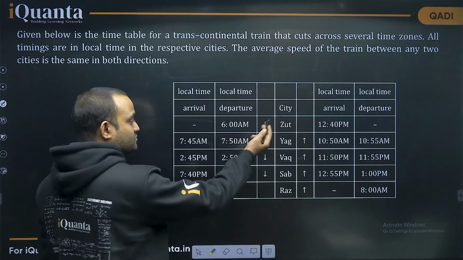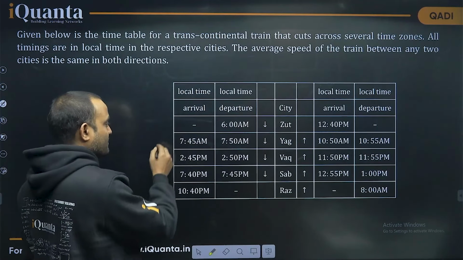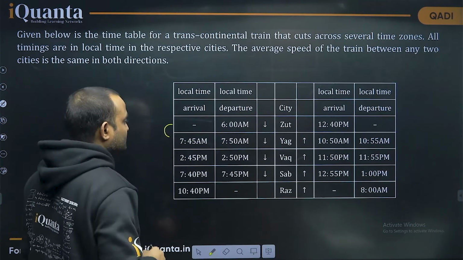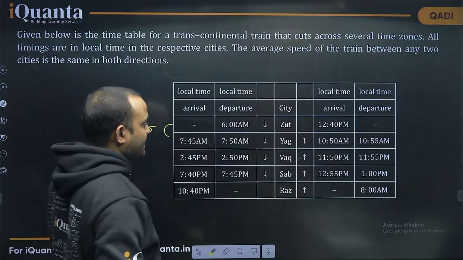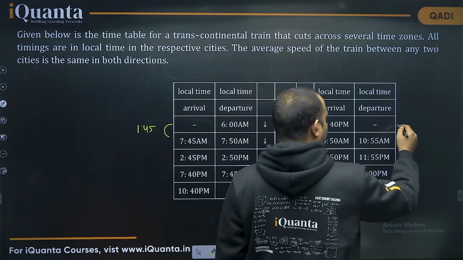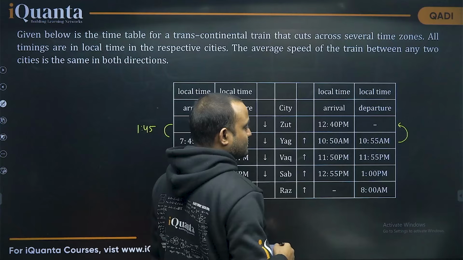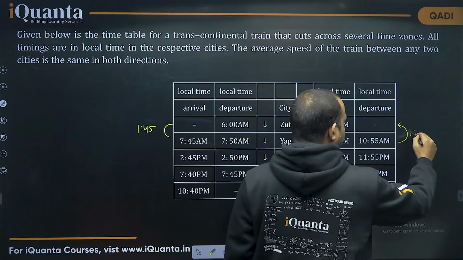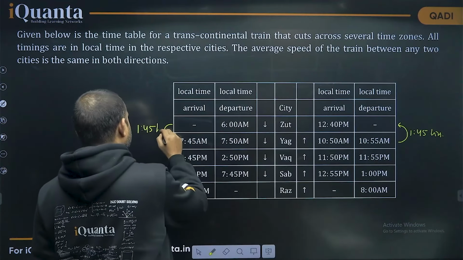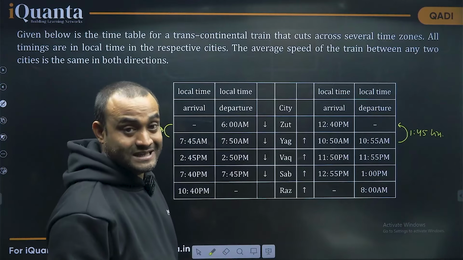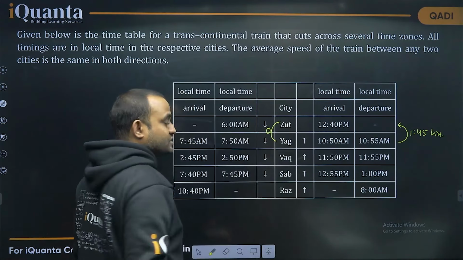Train is leaving from XAT at 6 a.m. and arriving at 7:45 a.m. What is the time taken here? This is 1 hour 45 minutes. And while going opposite, it takes 10:55 to 12:40. Again, 1 hour 45 minutes. There is no difference in this. What does that tell you? That there is no difference in the time zone between these two. The difference in the time zone between these two is 0.